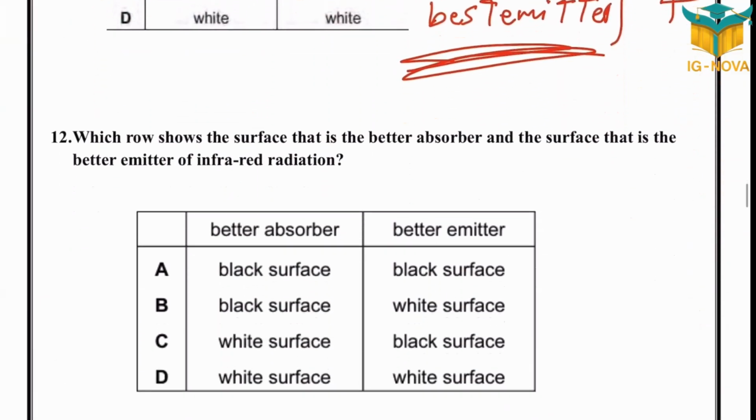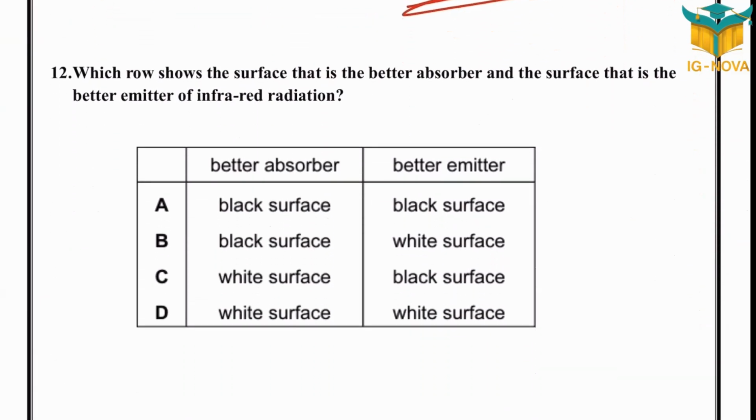Question 12. Which row shows the surface that is a better absorber and the surface that is a better emitter of infrared? Better absorber, better emitter, it's black, so I'm going to go for A.